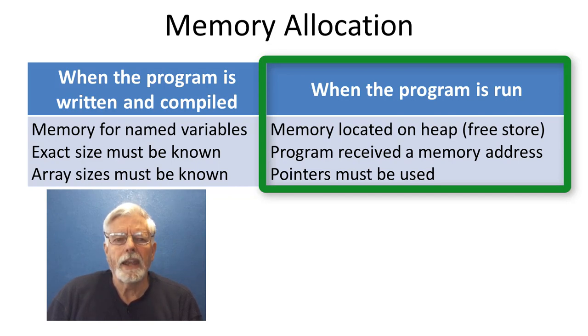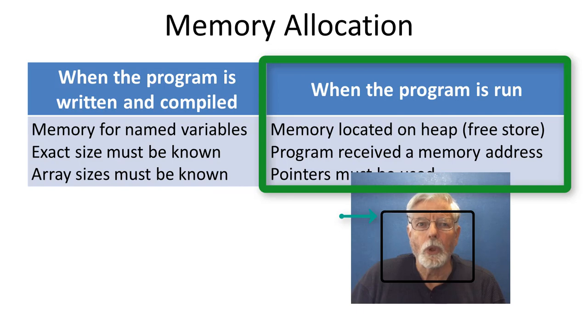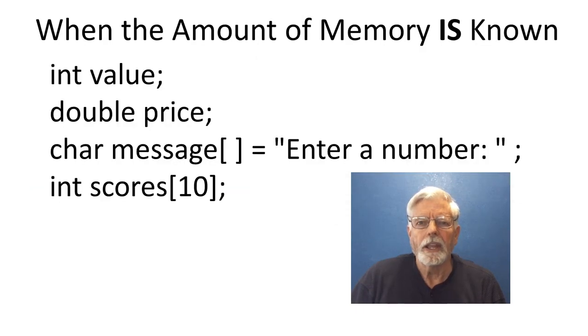When memory is dynamically allocated, the program receives the address of the first byte of memory. Since we are working with memory addresses, we need to use pointers. When a program declares a variable, enough memory is allocated to hold the data for the variable. Examples: int value; double price; char message[] = "Enter a number"; int scores[10]. In these cases, the size of the variable or array is known when the program is written and compiled.